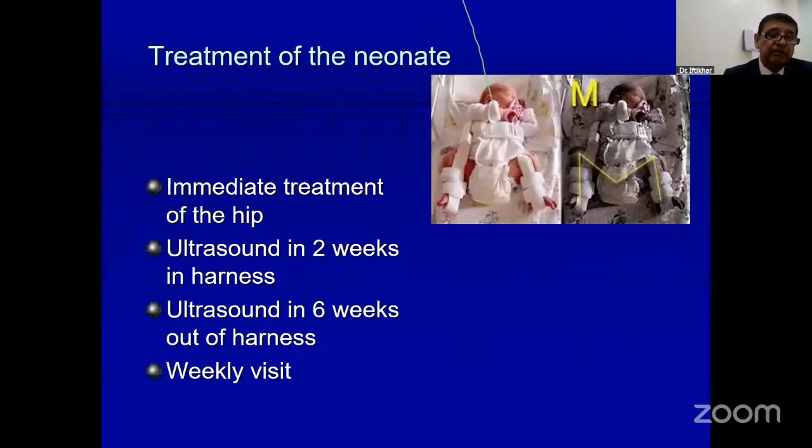Now, sometimes we treat them immediately, with ultrasound of the hip done at 2 weeks in the harness. You apply the harness right from the beginning, from the first week itself, and then you do ultrasound 2 weekly, and then 6 weekly, and then weekly.